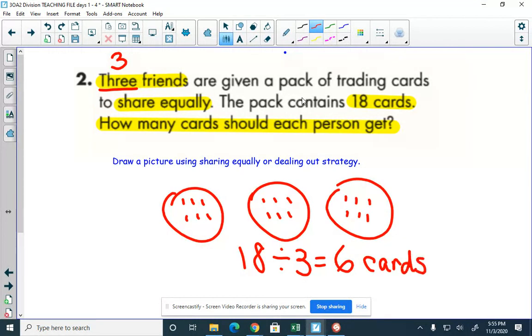You can check yourself with multiplication. You've learned your 3's facts. So if I say the problem backwards, 6 times 3 equals what? 18. So that means I wrote this division problem correctly. Figured it out.